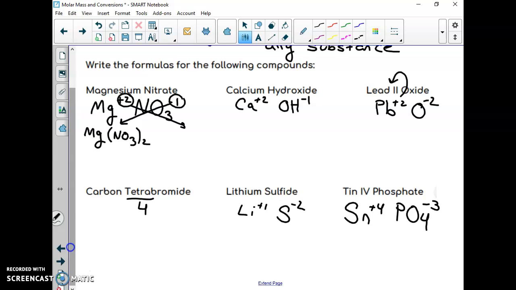So before we get to solving for any molar masses, we do need to have correct formulas. Take some time, figure out your formulas based on the information we have here, and we will then get into how to actually solve for molar mass.